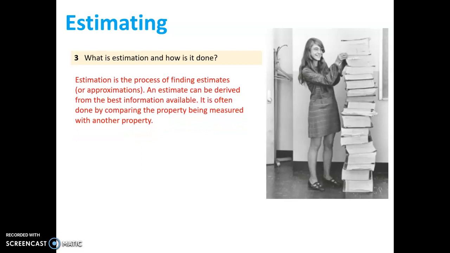Here's my thoughts on that. Estimation is the process of finding estimates or approximations. An estimate can be derived from the best information available, like we did in this photo here. We used clues around us to estimate how many pages are there, right? One clue was working with her height, and that height allowed us to then move on to estimate how many pages there are. We used clues to do a good approximation. Estimation is often done by comparing the property being measured with another, and that's exactly what we did here.